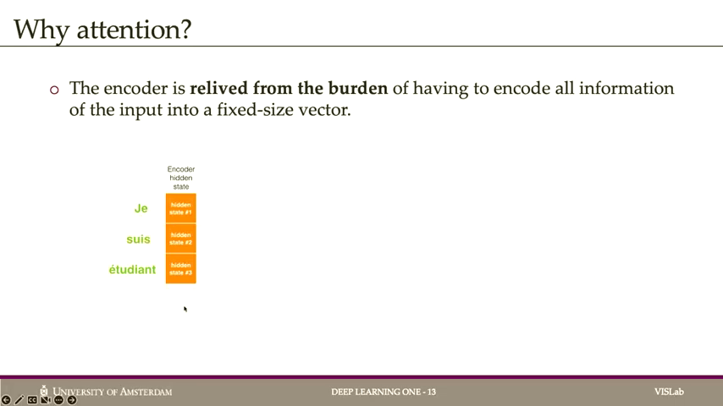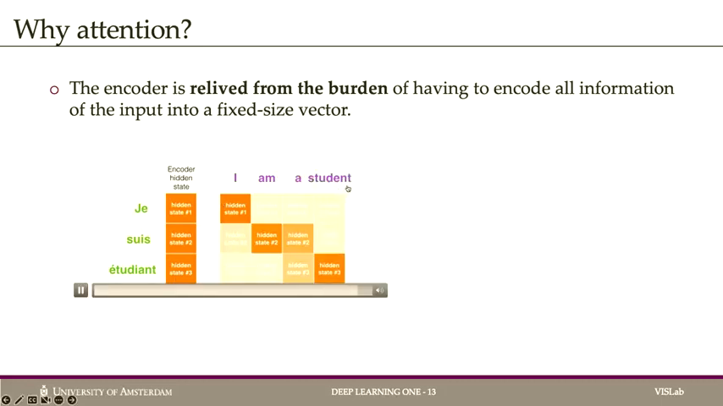And then, again, why attention? Well, because as you can see now, the encoder doesn't have the burden to squeeze all information into something that has fixed length, but it can selectively choose on which hidden state to pay more attention. So let's see this example. Again, the same sentence, je suis étudiante, to translate it into English. So the translation is, I am a student.